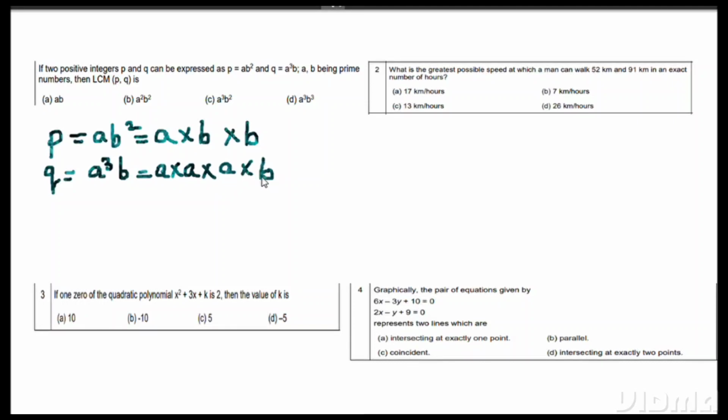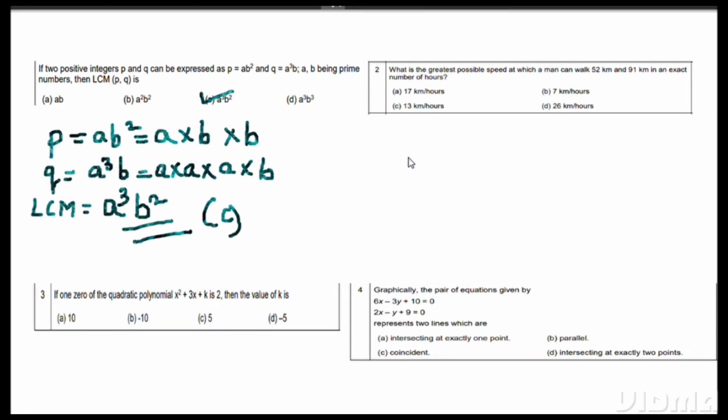Now since they are telling you to find the LCM, you should see the highest power of A. So what's the highest power of A? That is A cube. And when it comes to B, the highest power is B square. So I can say that the LCM is A cube B square. And that is my answer. That is option C. So this was so easy.